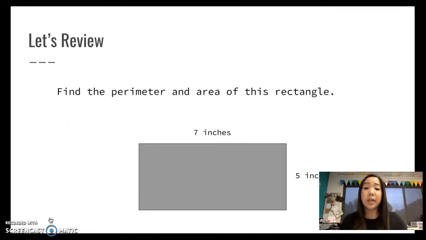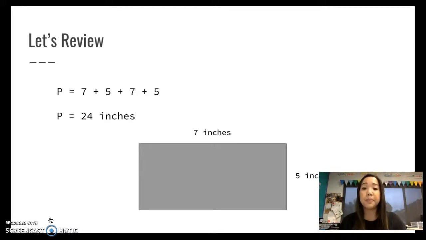So let's take a look at this rectangle, and we're going to go ahead and find the perimeter and area of it. In order for me to find the perimeter, I'm going to add up all the sides. So 7 plus 5 plus 7 plus 5 is going to give me 24 inches.